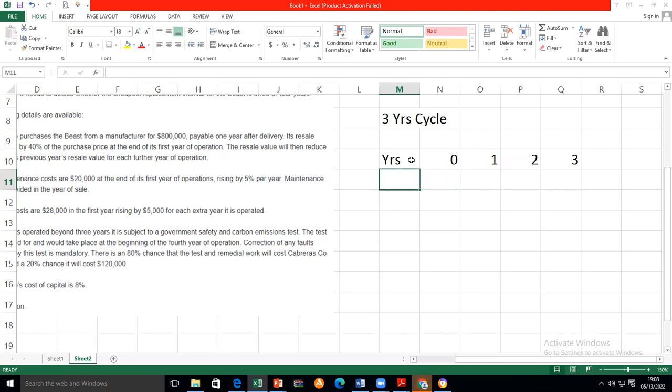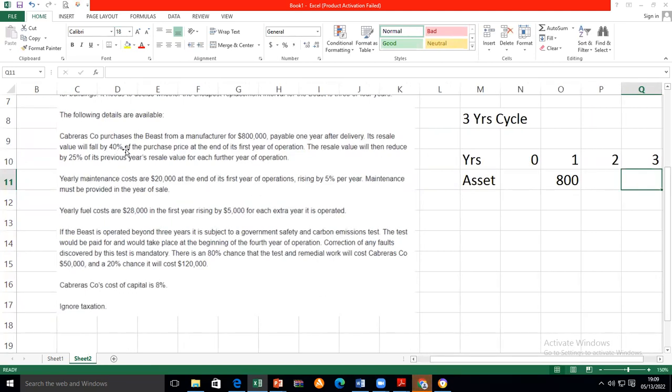What is the purchase cost? 800,000. Good, 800,000. And we sell it at the end for how much? But they say it's payable 1 year after delivery. And we get how much out of it when we sell it at the end of year 3? Let us follow through now.